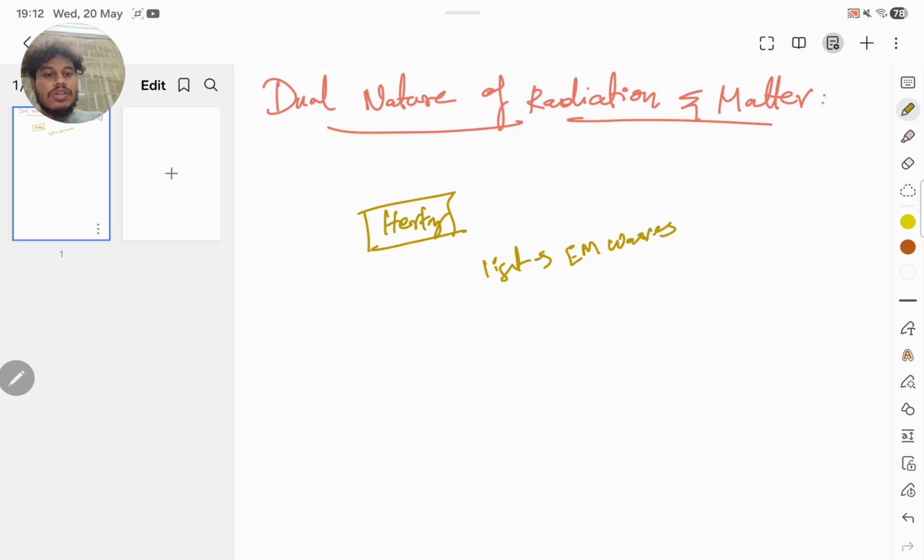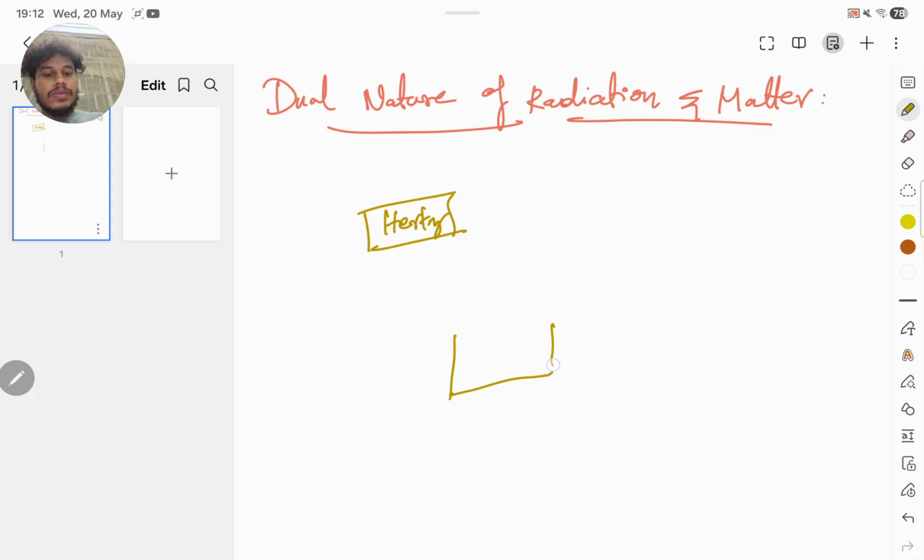What are electromagnetic waves? The magnetic field and the electric field are perpendicular to each other, and this forms the electromagnetic wave. Hertz says this. So how did he find out all these things? He just performed one experiment.